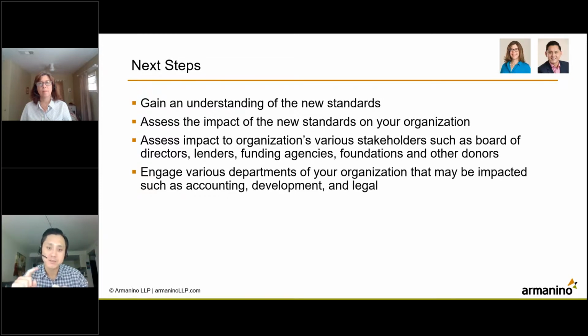Really think about the impact to your various stakeholders, your board members, your audit committee members, finance committee members, your lenders, your funding agencies. Really help them understand how the standards impact your revenue recognition, how you present your financial statements as well. And really engage all departments of your organization. This has far-reaching impact beyond just the accounting and finance function. It's going to impact your legal department potentially. Development should definitely be involved. So make this an organization-wide project to really understand the new standards and work together to think about how it impacts your organization.